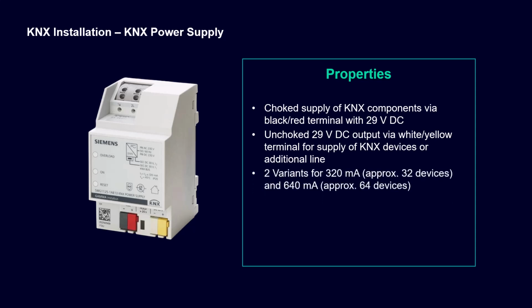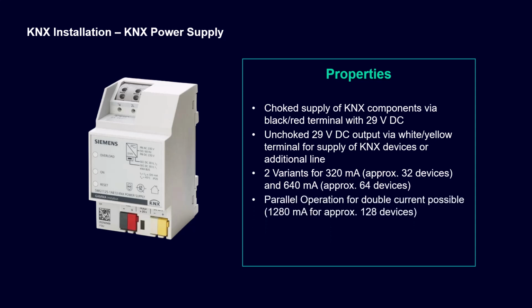Currently, two variants of the KNX power supply are available as DIN rail devices, with a power output of 320 mA and 640 mA respectively. As a quick recap, a KNX device has an average current consumption of approximately 10 milliamps. With the 640 milliamp variant, up to 64 devices can be supplied. If a line in the project has more than 64 devices, you can also use two power supplies in parallel operation. This provides double the current, allowing up to 128 devices to be supplied.